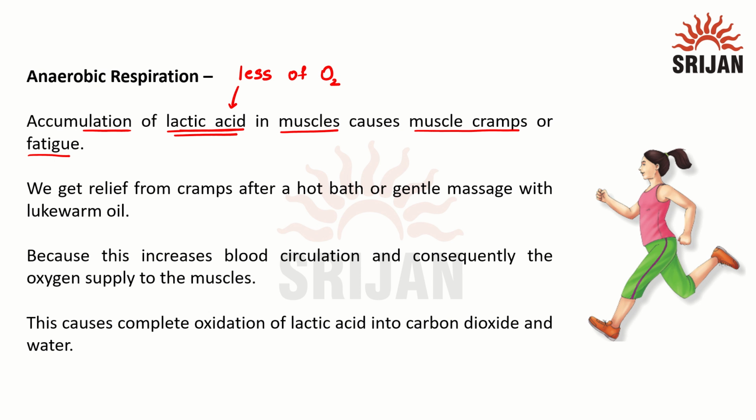Now, how will I increase oxygen supply? Simply, we have to take hot water bath or gently massage the area with lukewarm oil. So, this increases the blood circulation in that region and subsequently increases the oxygen supply to the muscles. Now, this supply of oxygen, what does it cause? It causes complete oxidation of lactic acid into CO2, carbon dioxide, and water. That gets you relieved of muscle cramp.